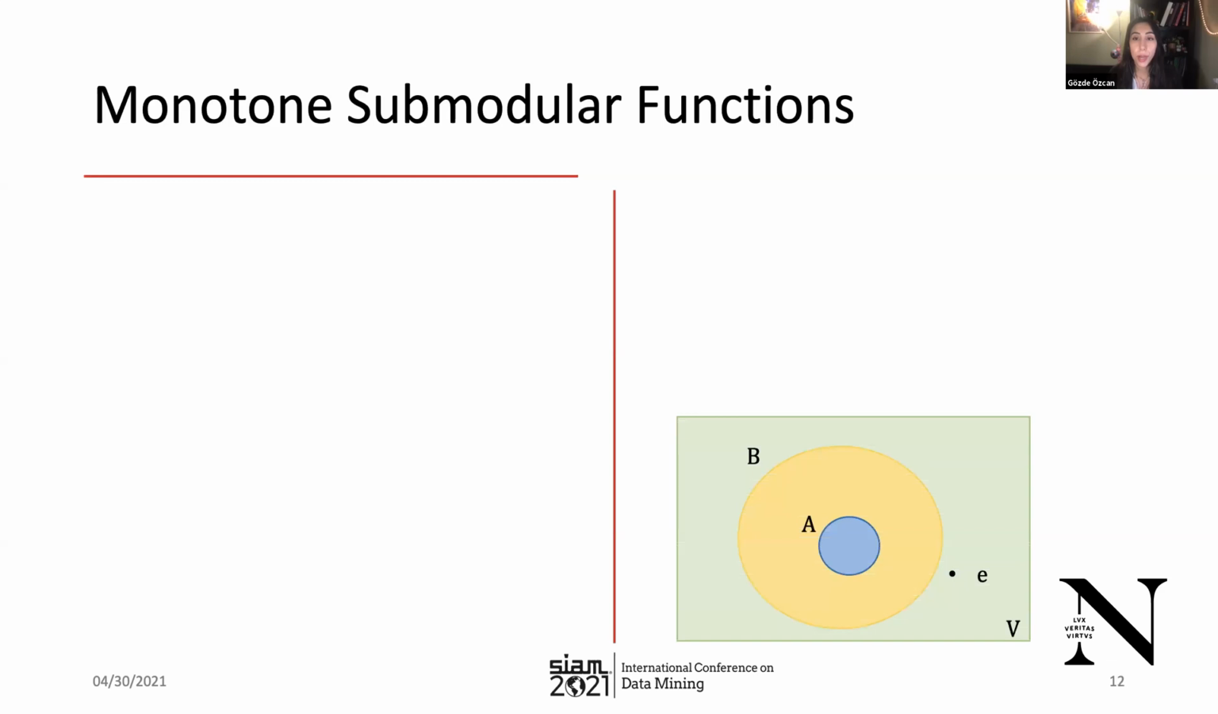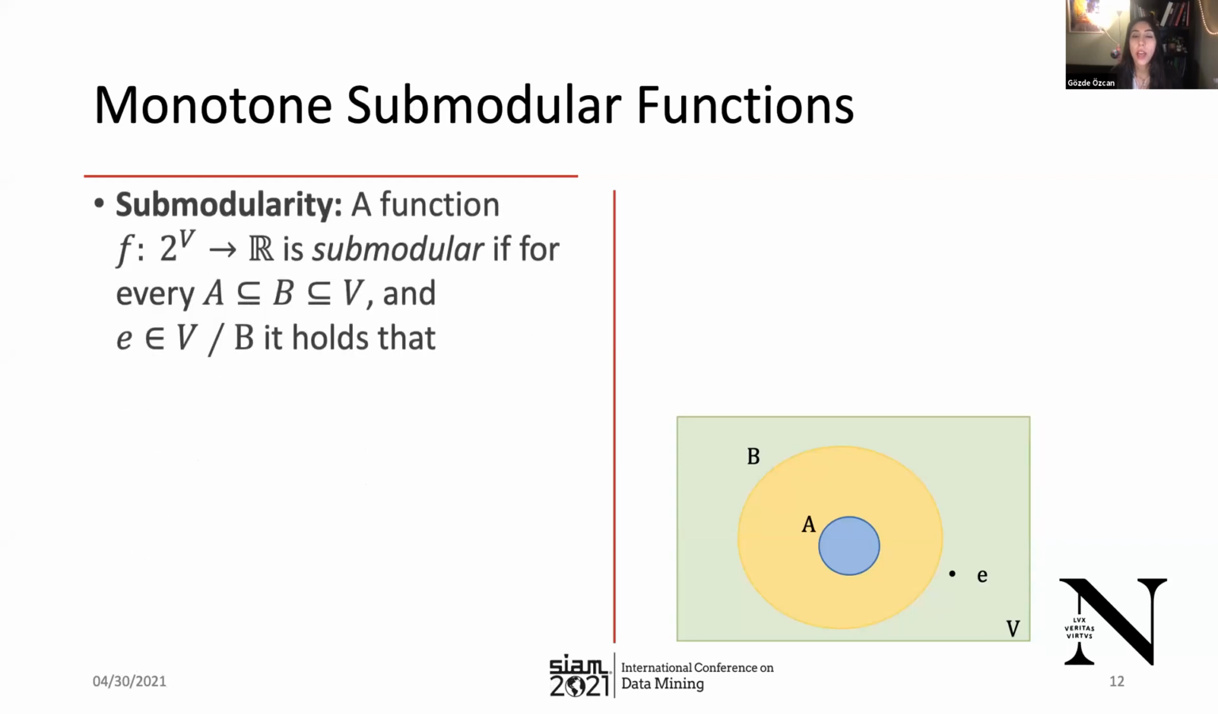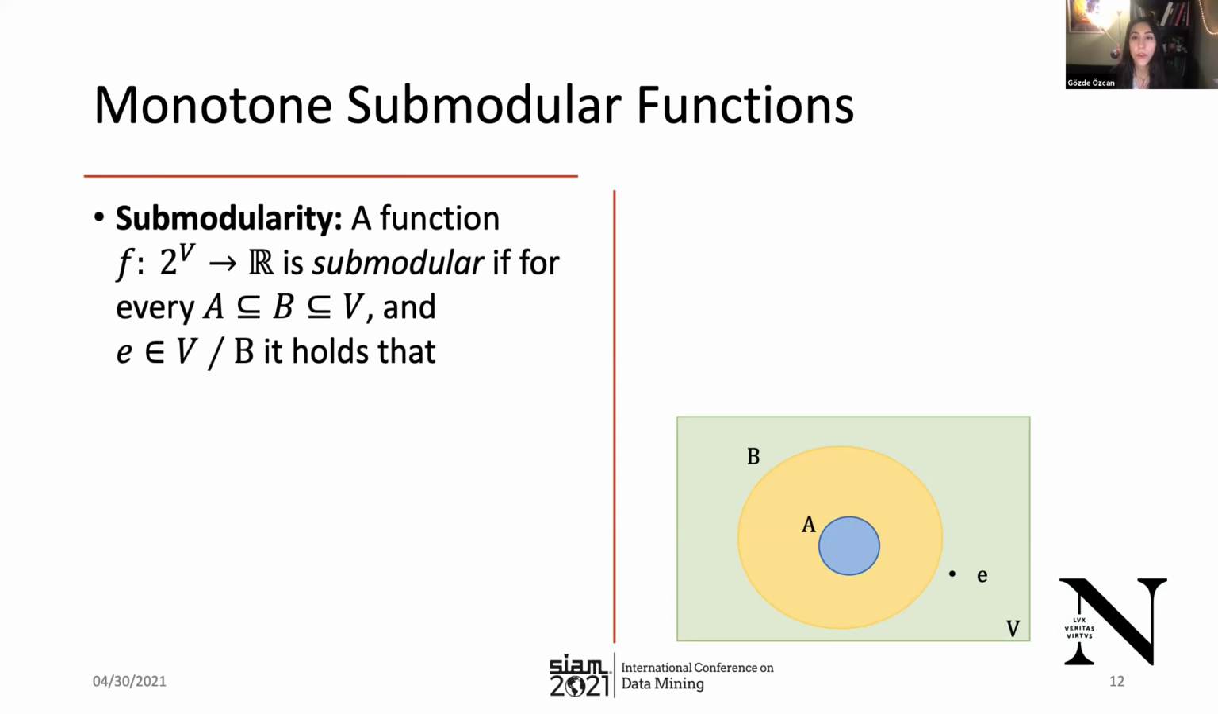Before introducing our polynomial estimator, I want to give some background information. Throughout the paper, we are working with monotone and submodular functions. A function f is submodular if for every A subset B subset V and e belongs to the set difference of V from B, it holds that marginal gain of adding element e to set B is less than or equal to the marginal gain of adding the same element to set A.